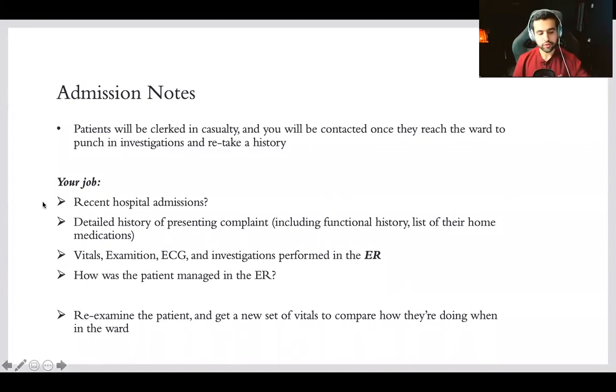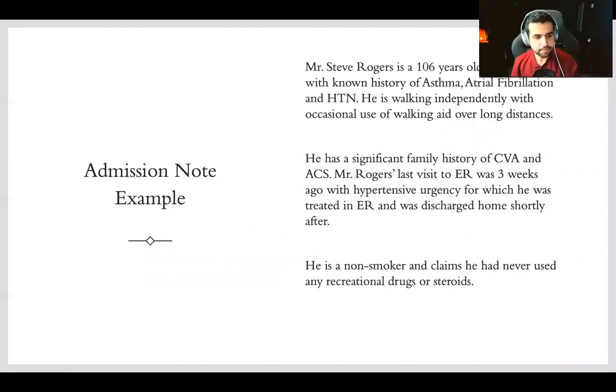So again, you have to re-examine the patient, get these new sets of vitals, and compare them with what they came up with first. The next slide, Ali. All right, so this is just an example. It's a bit of an exaggerated example, really. So I'm sure most of you are familiar with Steve Rogers.